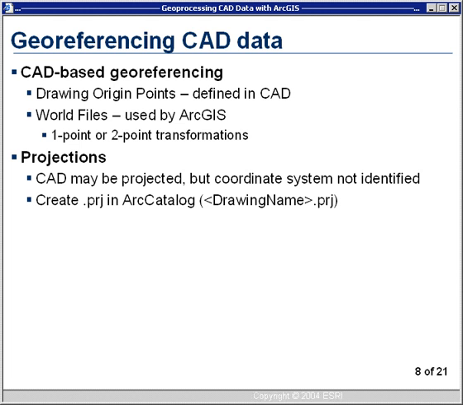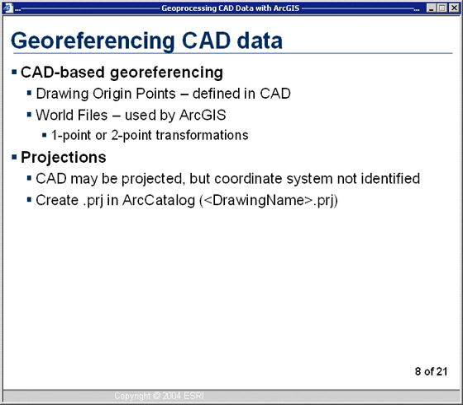However, CAD data may be projected. That is to say, the origin point may correspond to real-world coordinates, and the units being used by that CAD drawing are also real-world coordinates. However, CAD data doesn't have any way to identify this coordinate system. It's up to you as a GIS user to go in, examine the CAD data, and make an educated guess on what the coordinate values might mean.